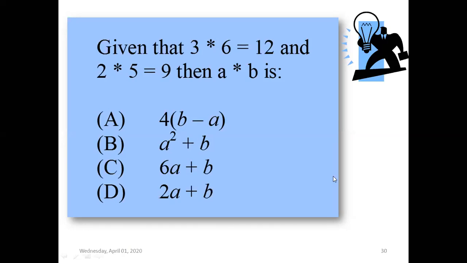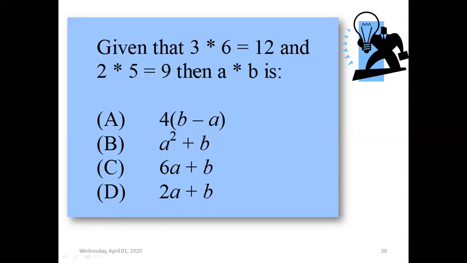All right, let me give an example. Let me use one of the answers to explain this. I hope C is not the answer, but I'm going to use C. Let's look at C. What they're saying is, they want us to replace A and B with 3 and 6. Let's check it out.